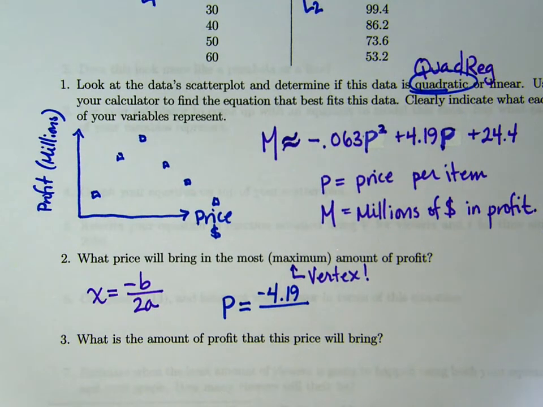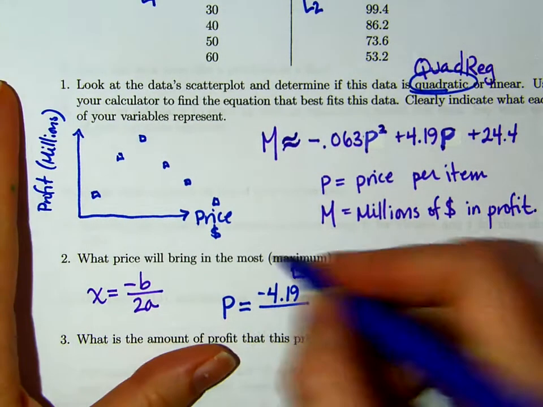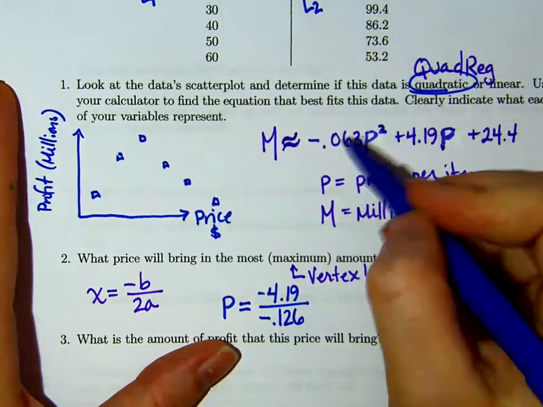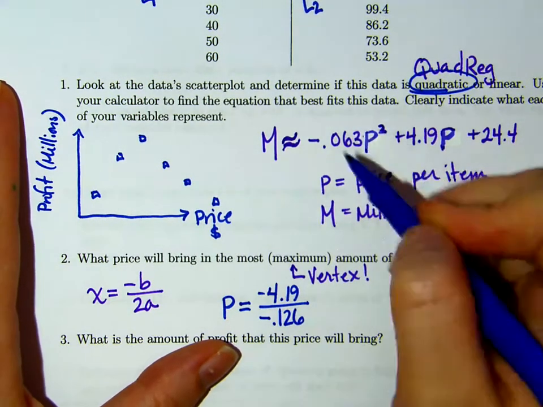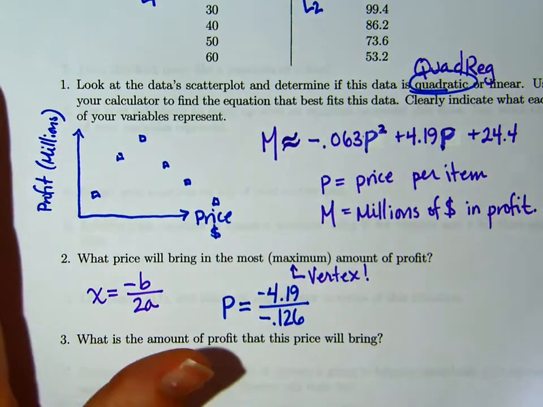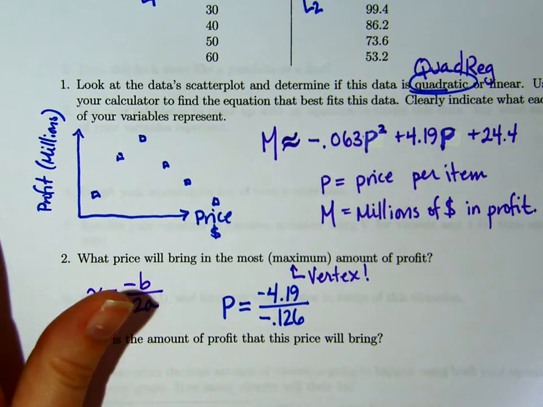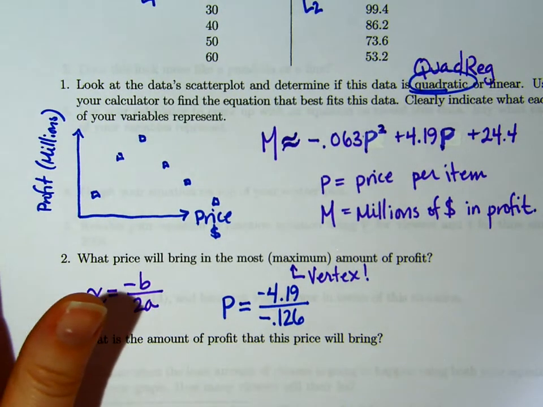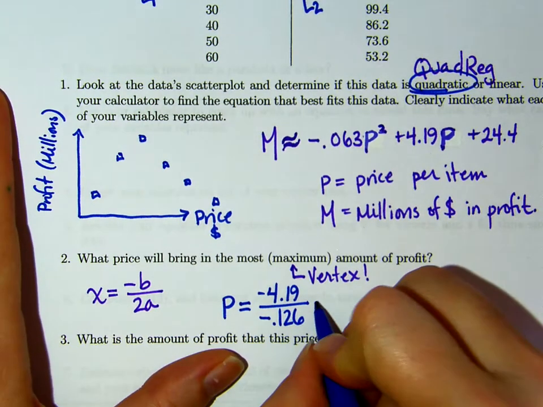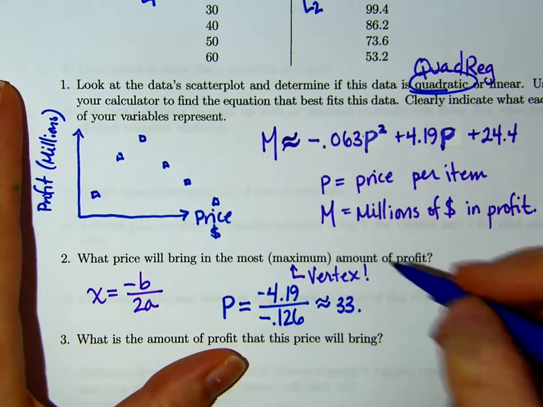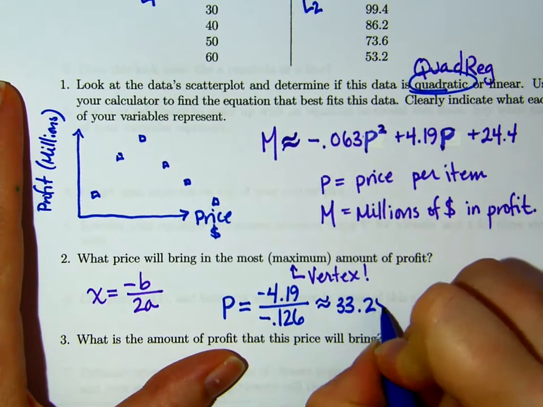So 2 times negative 0.063 is negative 0.126. That makes sense. Double the 6, you get 12. Double the 3, you get 6. And now we divide. Negative 4.19 divided by negative 0.126. That is approximately $33.25.